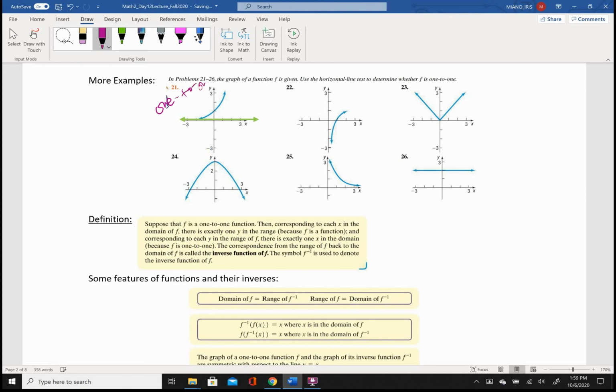Okay, how about 22? Let's scan that one. Pretend you're a robot. Scanning, scanning, scanning. It only hit the once. All right, so number 22 is also 1-to-1. What's going to happen with number 23? You guys see it coming? Look at that, scanning. Oh, right away. Look, I have two separate instances in which it crosses, right? So that means it's not 1-to-1.